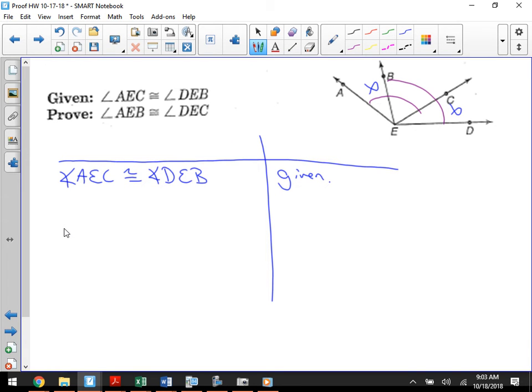Before you do any math, angle addition, anything like that, what do you have to change? Symbol. You got to change it.